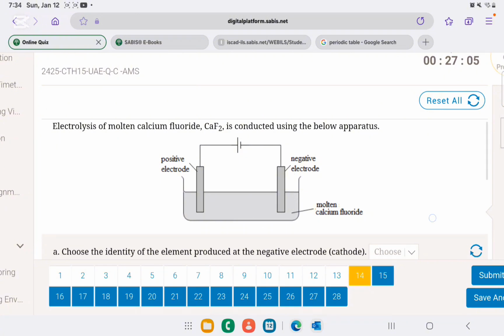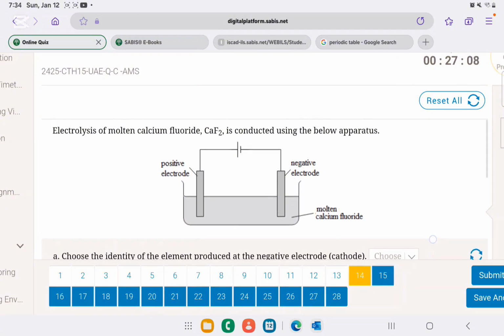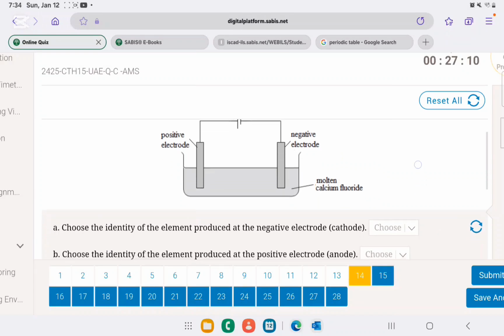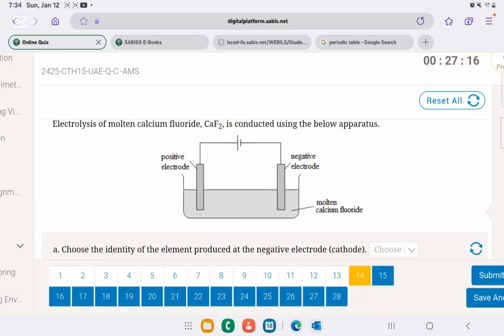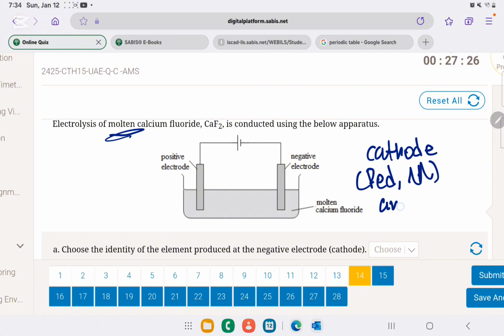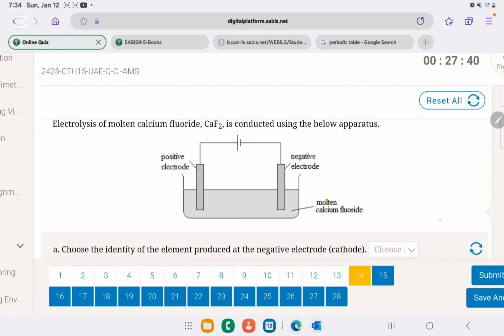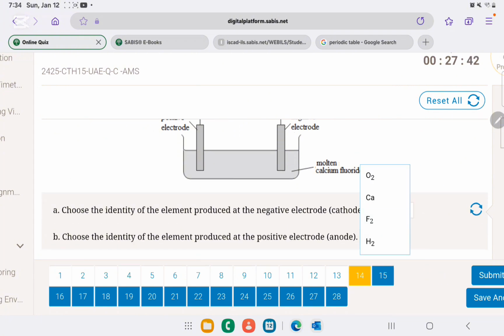Now electrolysis. So molten electrolysis of CaF2. Identify the element produced at the cathode and the anode. Okay, so whenever we see molten electrolysis, you just need to write on the side, cathode, reduction and metal, anode, oxidation and non-metal. So in this case, at the cathode we're gonna get Ca, and at the anode we're gonna get F2. So cathode Ca, anode F2.